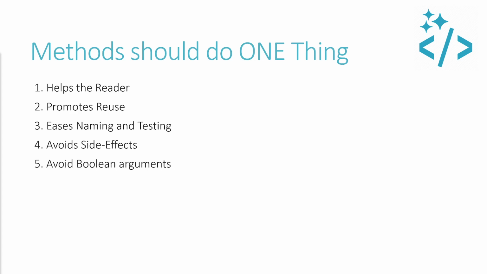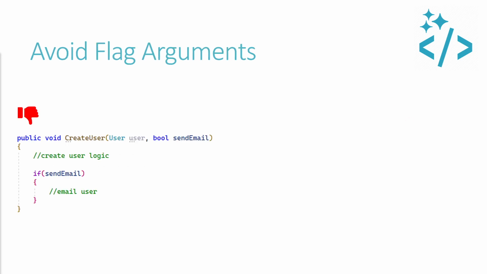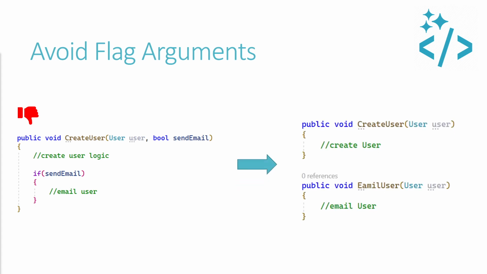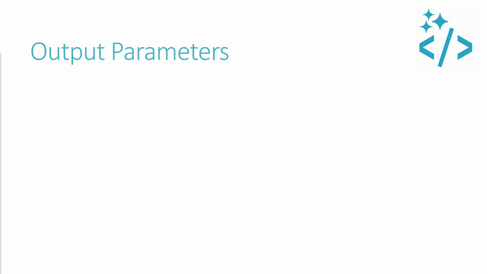And another thing which I recommend is to avoid Boolean arguments passed to functions, because if you pass a Boolean, this means that this function does more than one thing: one thing if the Boolean is true and another thing if the Boolean is false. An example here why we should avoid flag arguments. We have this createUser method which creates a user and also sends an email. It has two responsibilities. We should ideally separate this into two different methods.